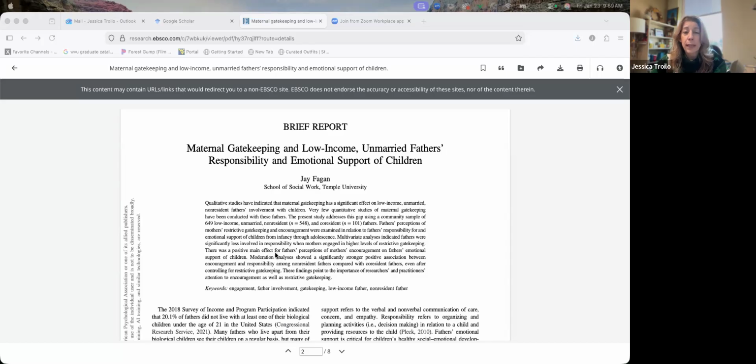This is a positive main effect for father's perceptions, on and on. So it's going to give you the results of the study, and then a sentence or two about, okay, what does this all mean? So that's the abstract. If you aren't seeing that in what you're reading, then it's probably not a research article.